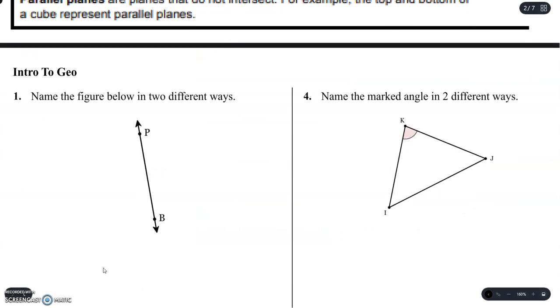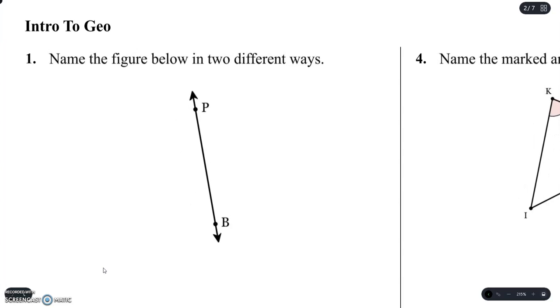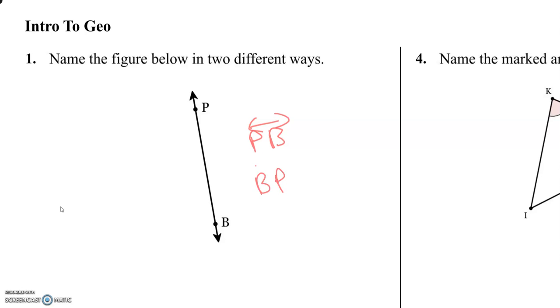All right, so here's my first problem here. It says name the figure below in two different ways. So this is a line. See how you got the arrows on here? So we can name this line PB and put two arrows on it, or we can name it BP and put little two arrows on there so we know we're talking about a line.